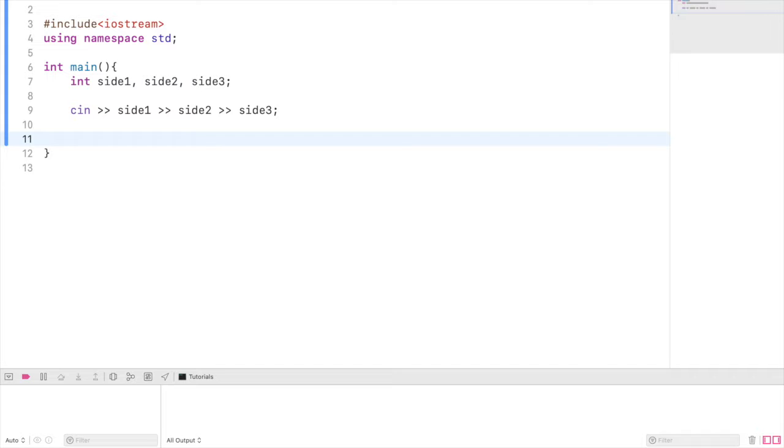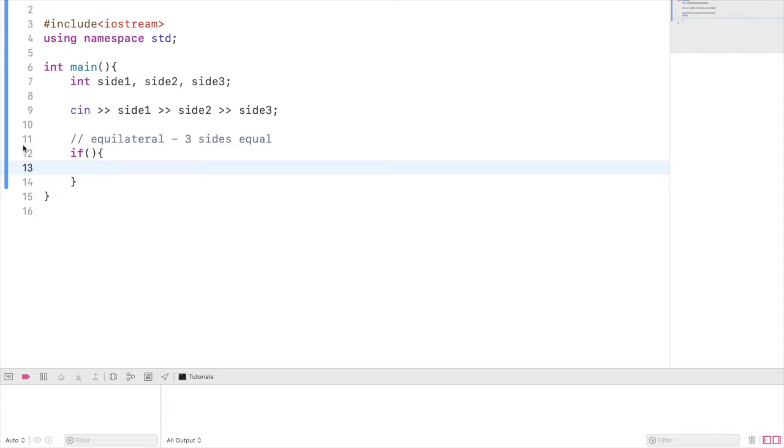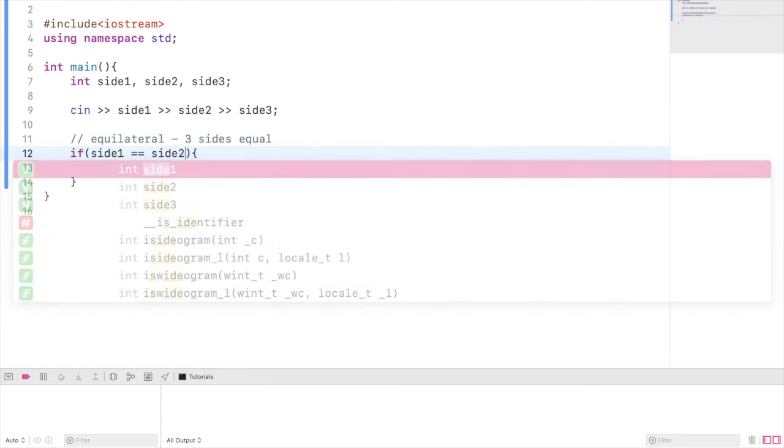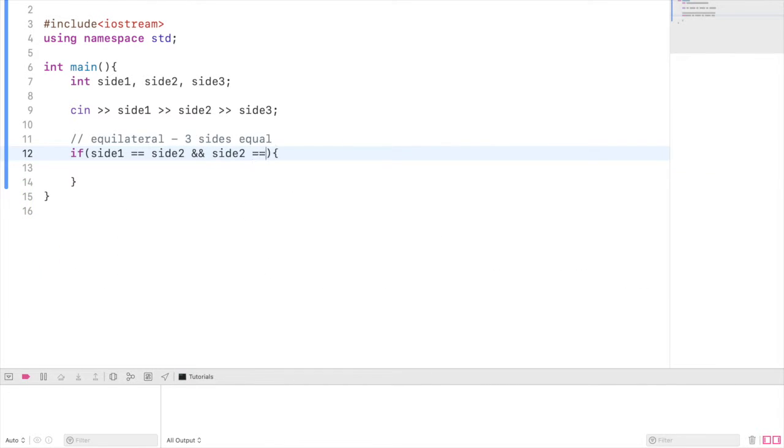Okay, let's now see how we can use conditionals to determine whether this triangle is equilateral, isosceles, or scalene. So let's first check if it's equilateral. And if it's equilateral, we know that all three sides must be equal. So let's write an if statement for this. So we have if, and let's enter our condition here. We know that side 1 must equal side 2, and we know that side 2 must equal side 3. And so this checks for whether or not all three sides are equal. And if they are, we want to cout equilateral triangle.